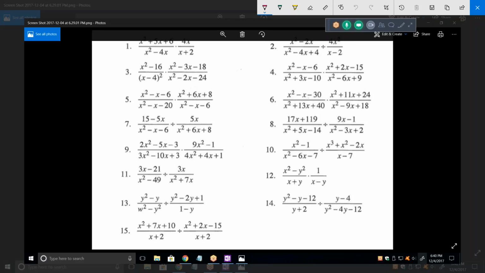All of these problems on this page are factoring problems. Basically, what you do is you start at the top left and work your way through both numerators and both denominators and see if you can factor them. Okay, so let's start with the top left. We're doing number 3, correct?